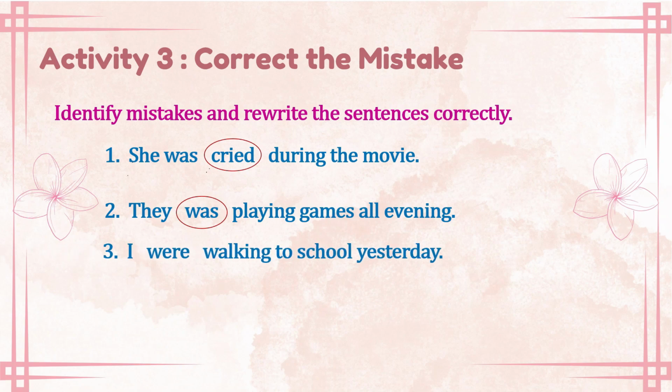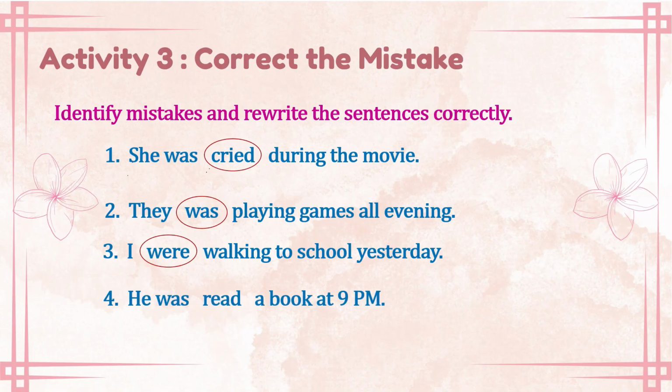Number 3. I were walking to school yesterday. The mistake is again the be verb. The correct sentence will be I was walking to school yesterday. Number 4. He was read a book at 9 p.m. The mistake is the gerund. Here the correct sentence will be he was reading a book at 9 p.m.